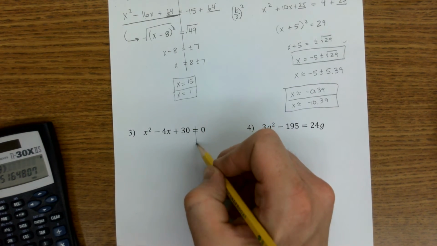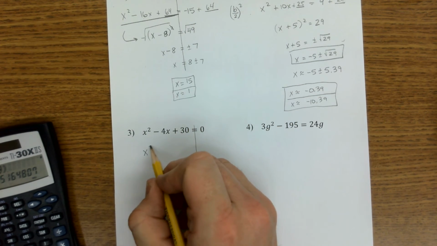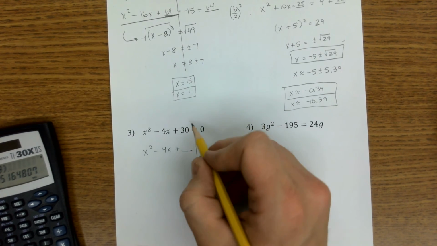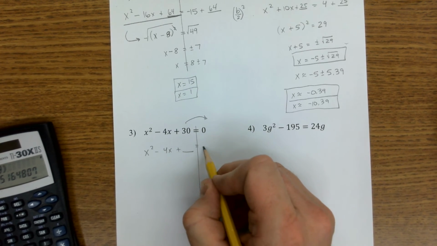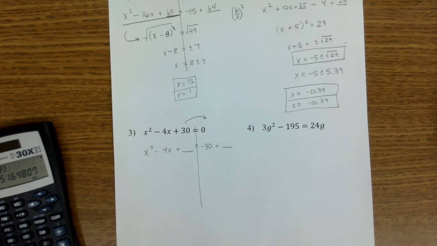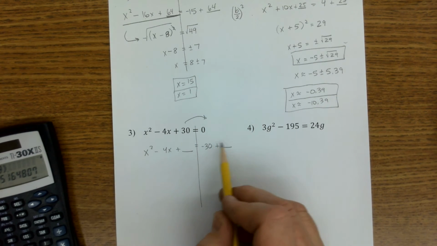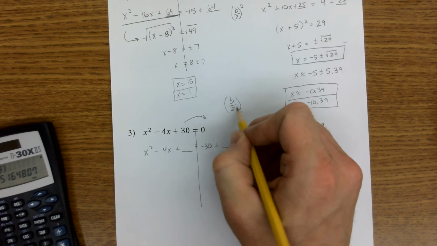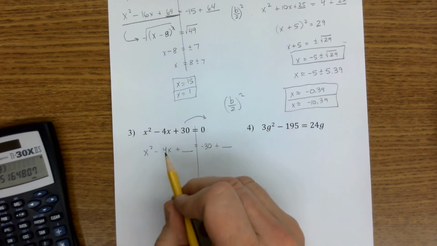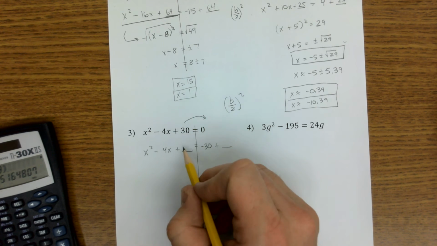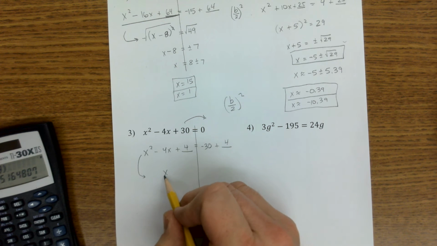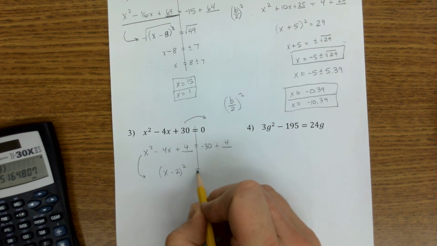Let's go ahead and solve this one. Let's drop a line down the middle. x squared minus 4x. We're going to need this number here to complete this perfect square. Put this over here, negative 30 plus something. Well, here's our formula again. 4 divided by 2 squared would be 4. Add 4 over here. That allows us to rewrite this as a perfect square.